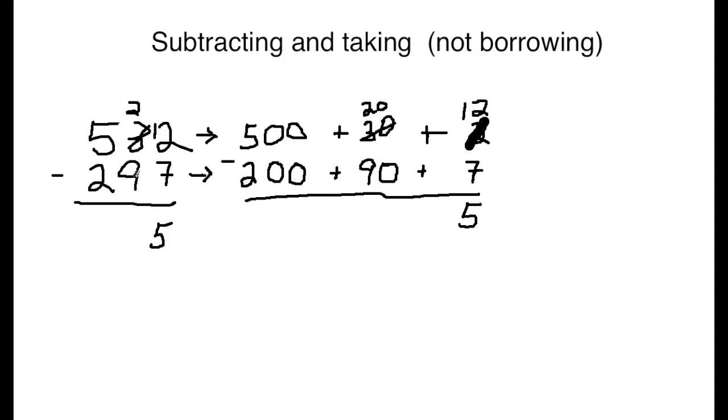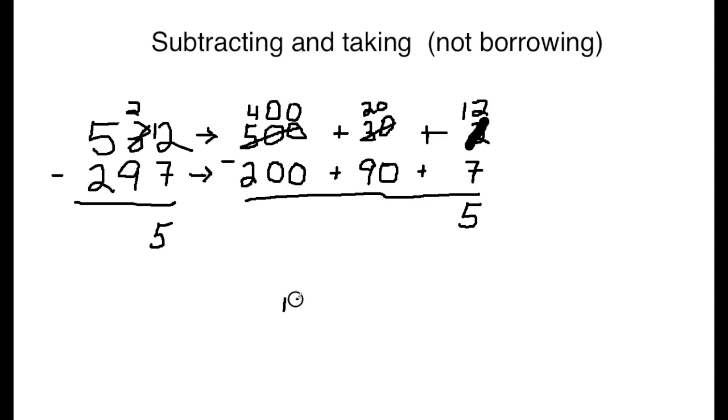Now let's go to the next one. We can't take 9 from 2 in the tens place. The value of the 2 is 20. The value of the 9 is 90. We still can't take 90 from 20. So we have to take from 500. And we have to take a set of 100. So what's 500 minus 100? That would be 400.